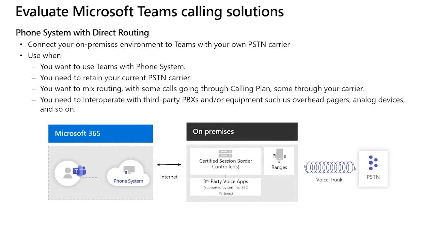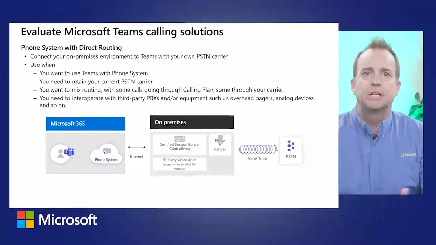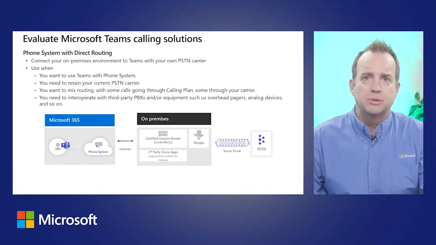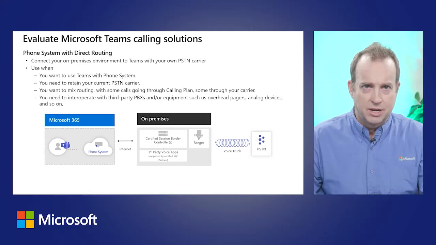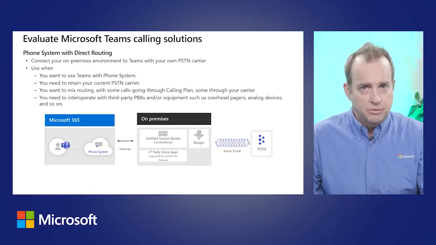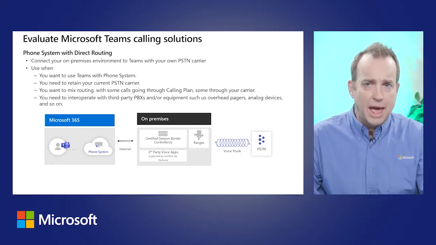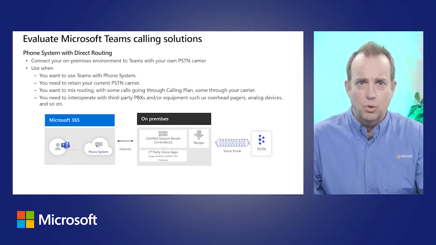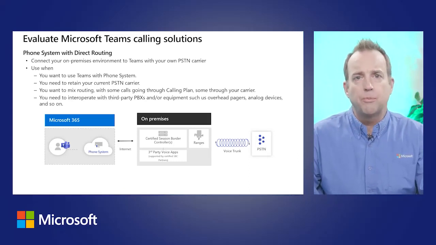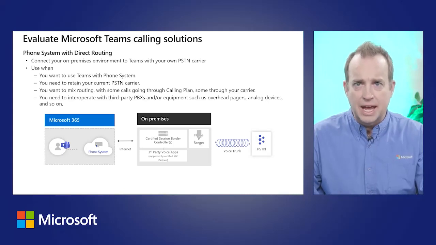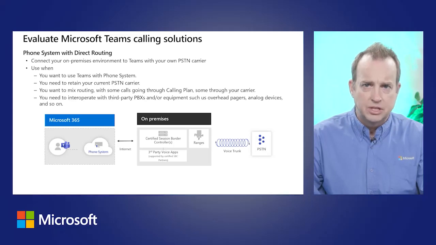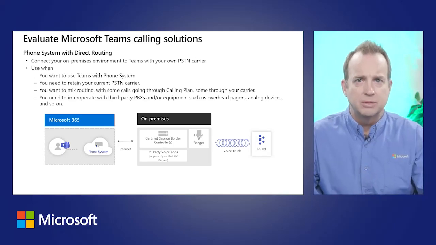Another option is phone system with direct routing. Why? Because you want to connect your on-prem environment to Teams with your existing PSTN carrier. You might want to retain that carrier. Maybe you want to mix routing with some calls going through calling plans, some through your carrier, or you need to interoperate with third-party private branch exchanges and/or equipment such as overhead pagers or analog devices. These are all reasons to use phone system with direct routing.